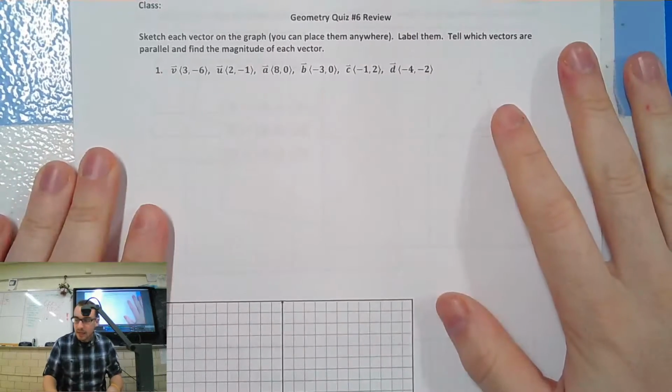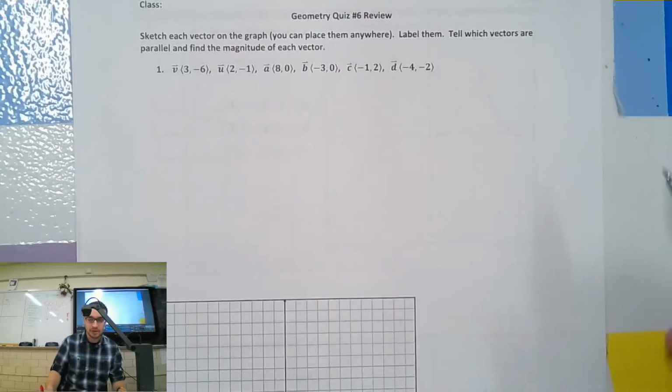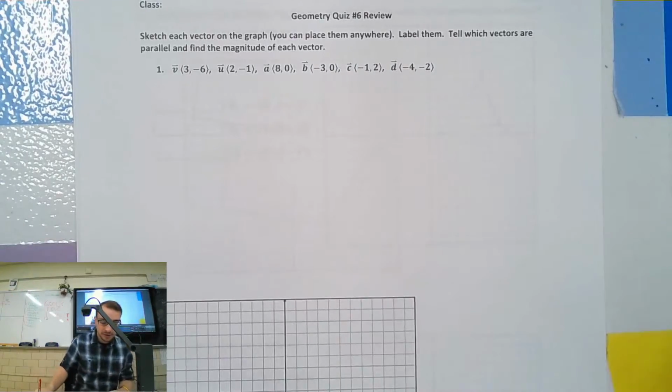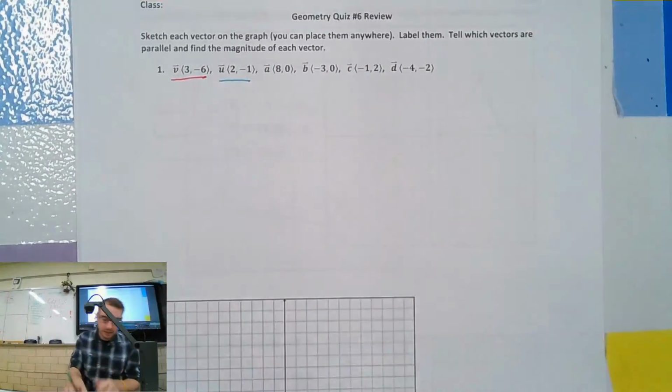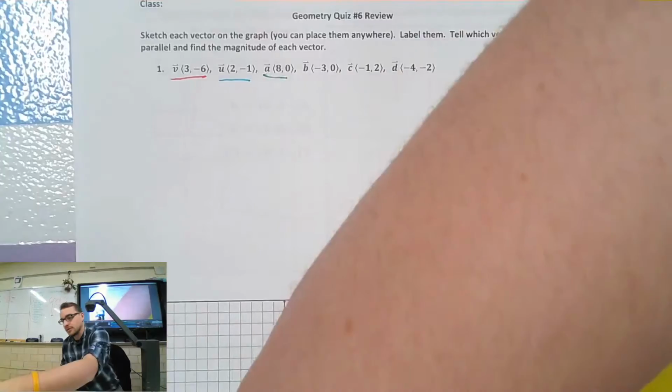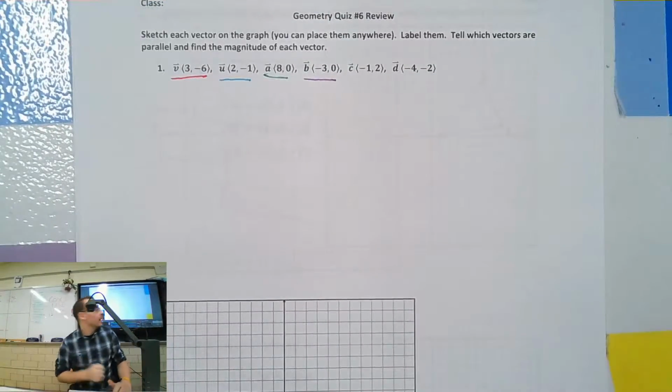So here's the deal. Let's talk about vectors. Vectors, magnitude and direction, right? Something like that. Awesome. So let's just talk about the first 4. I'm going to pick these ones. I'm going to do it in these colors. That way you can see where I'm going with this. So we're going to graph these things.